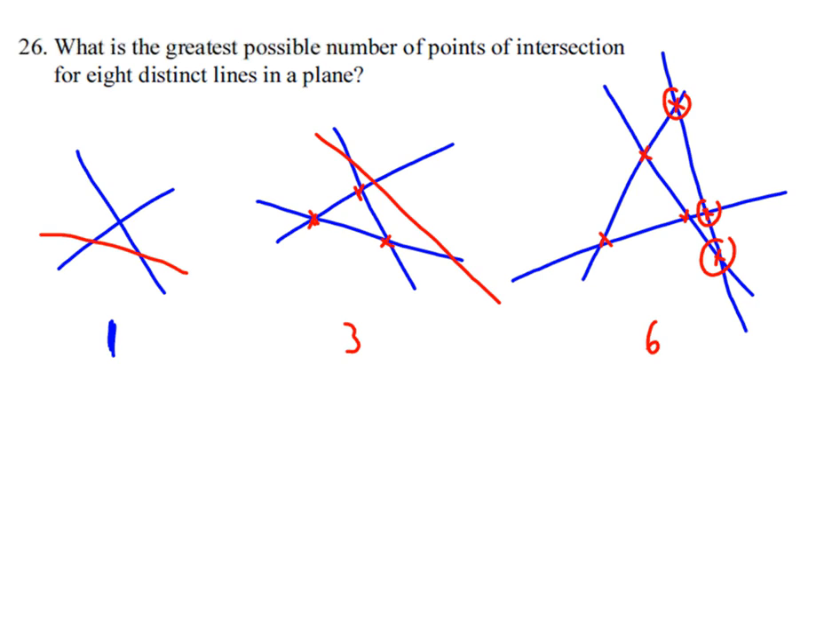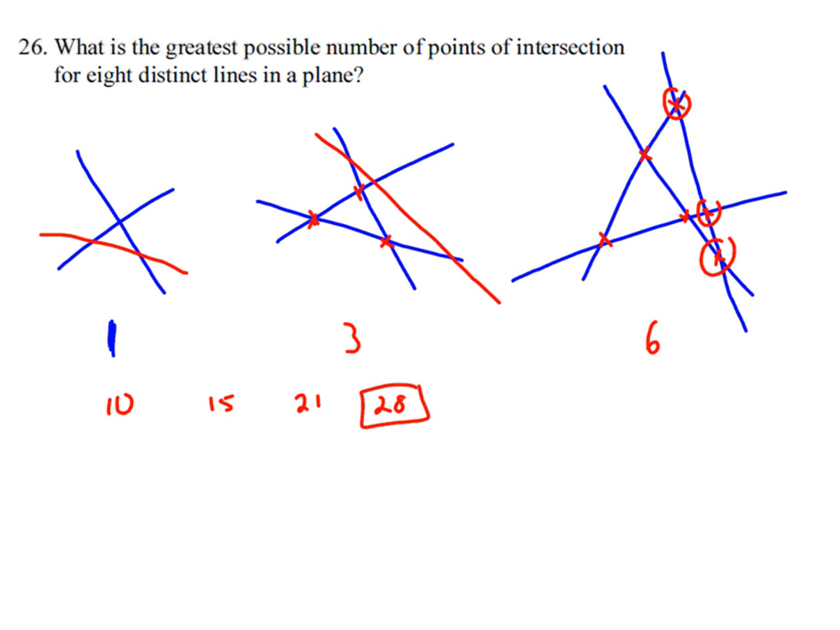So if 4 lines is 6, 5 lines would be 10, 6 plus 4. 6 lines would be 15, 10 plus 5. 7 lines would be 21, 15 plus 6, and then 8 lines would be adding 7 to 21 to give you 28. And so the answer is 28, following this nice pattern called triangular numbers.